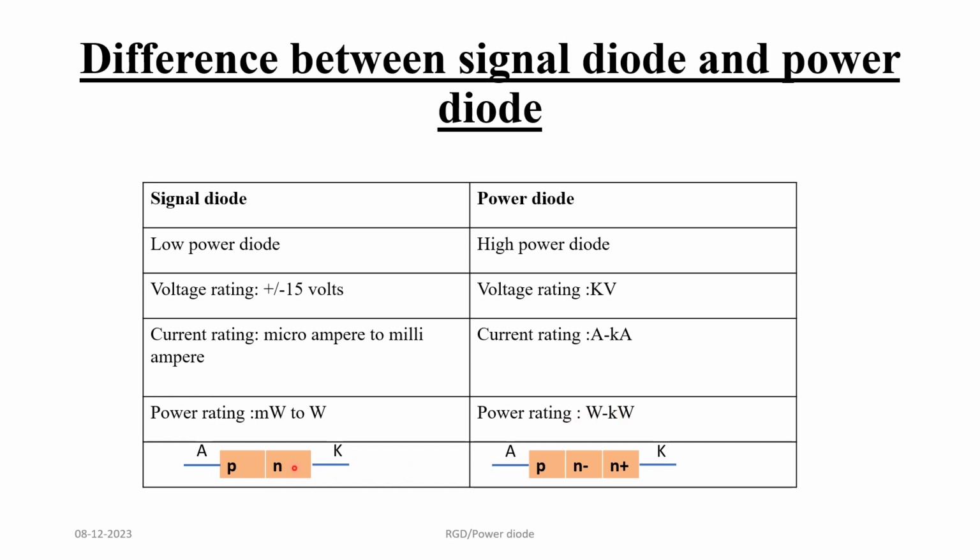Regarding construction, a signal diode has two regions, P and N. It has two terminals, anode and cathode. Whereas in power diode, the structure has three regions, P region, N minus region and N plus region. And also it has two terminals, anode and cathode.